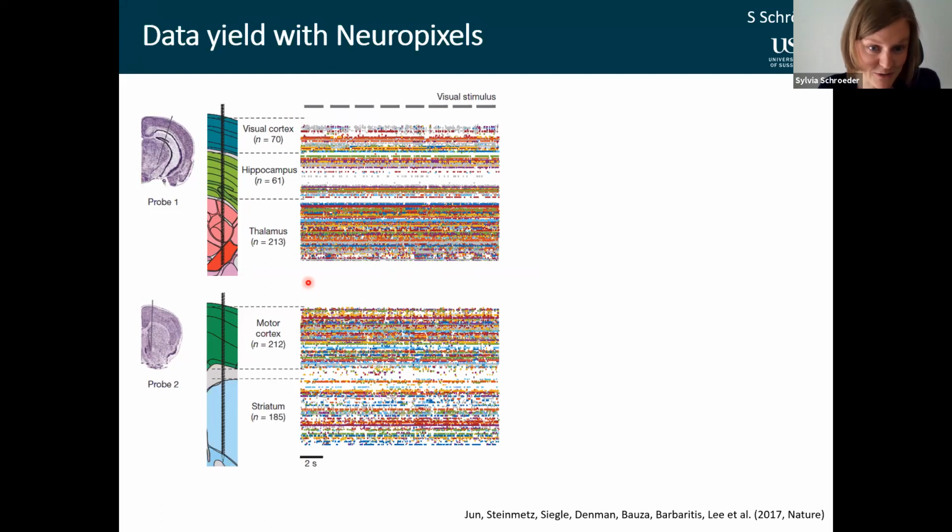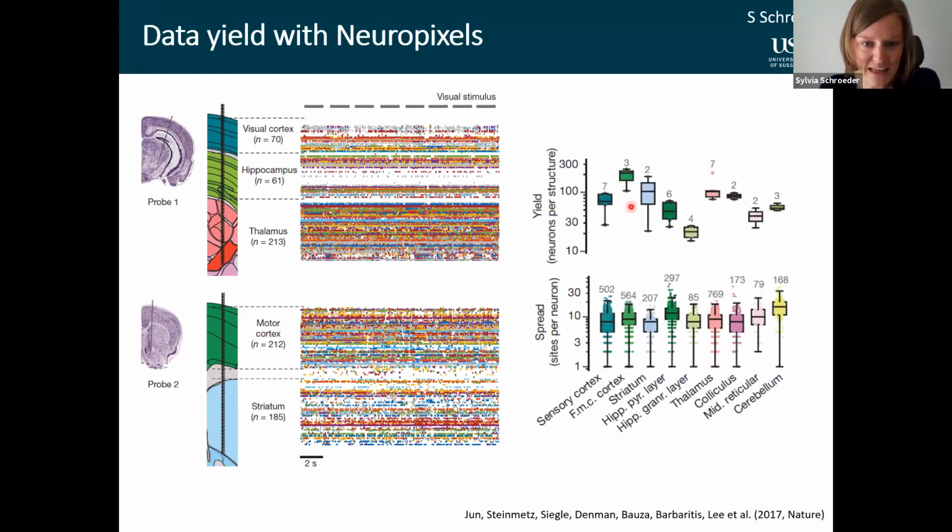So you can see you get lots of spikes from lots of neurons, but how many actually? So here's a quantification. Of course, the number of neurons you get on a single probe depends on which area you're in. So here's a list of several areas. You can pick your favorite one, for example, thalamus or sensory cortex. But on average, there's several tens of neurons you can record at the same time, up to a couple of hundreds, depending on the area.